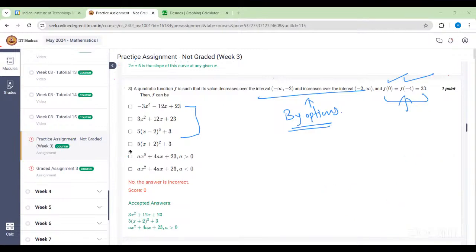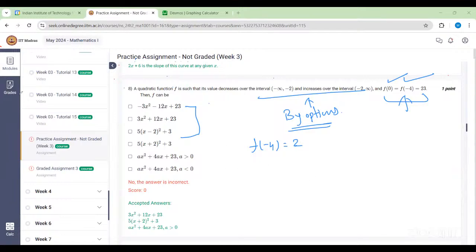I think there is a mistake in this option. Actually, the way you drew the graph, I think it's a little misleading. From minus infinity to minus 2 and minus 2 to infinity, if it's decreasing and then increasing, minus 2 is the x component of the vertex, right? It's decreasing from... no, it might not be x.